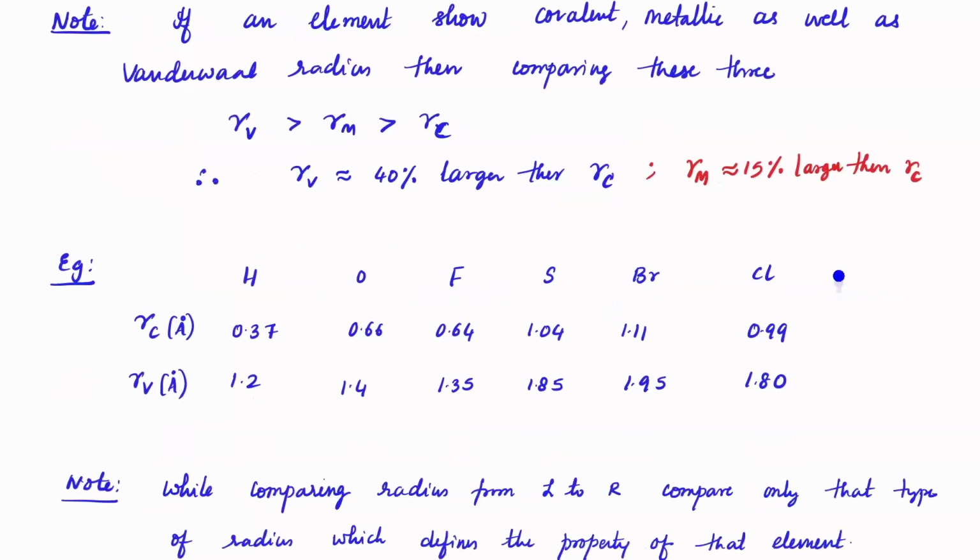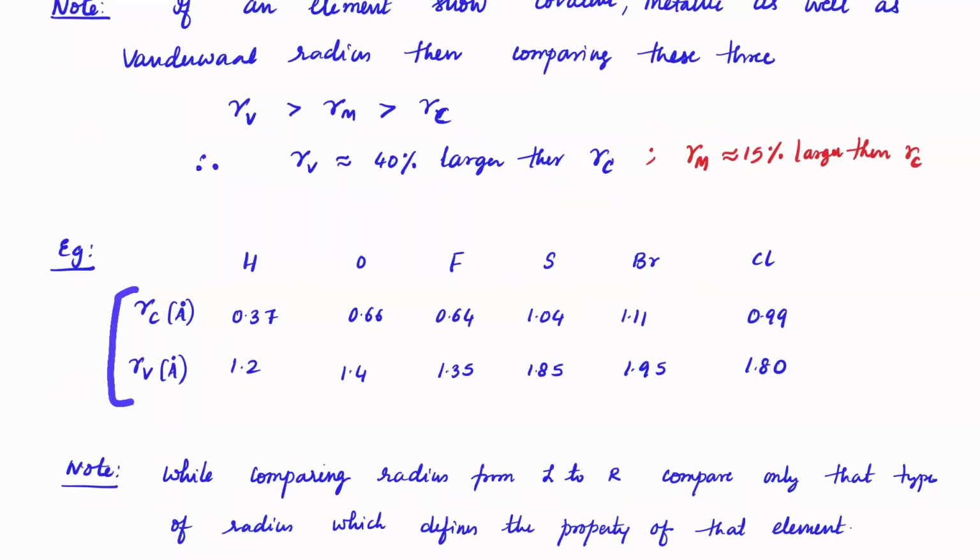So these are the respective values of covalent radius and van der Waals radius. You can check it out. Hydrogen is 0.37. These are all in Angstrom units, as I have written here. Please check. So all of these elements have higher van der Waals radius than covalent radius.